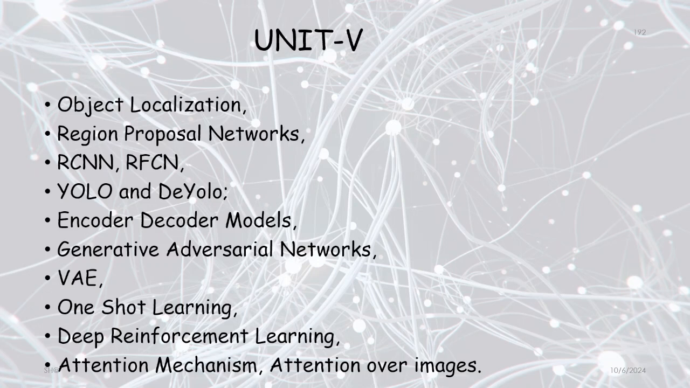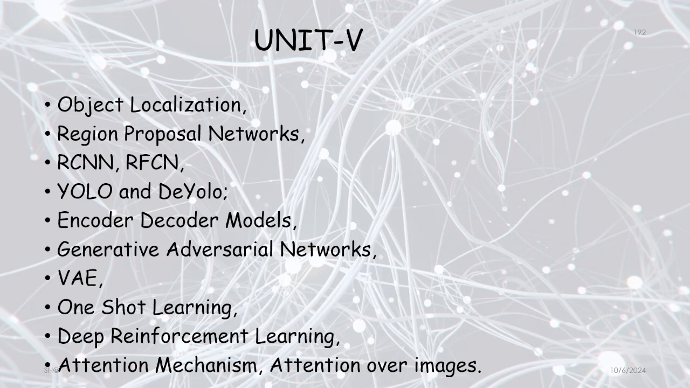The first one is object localization. Here we learn how models detect and pinpoint the exact location of objects in an image, which lays the foundation for tasks like facial recognition, which we are very familiar with, and also autonomous self-driving vehicles.